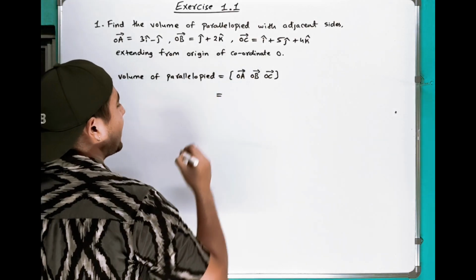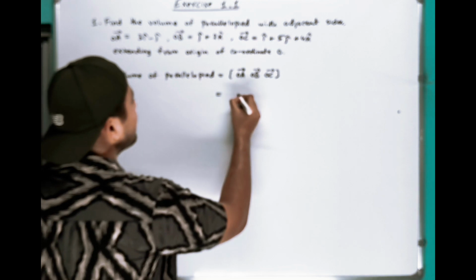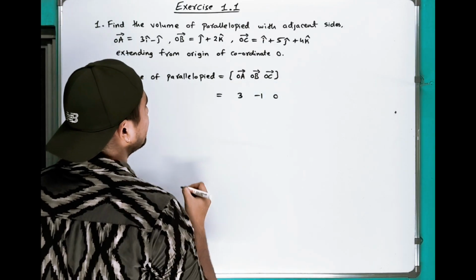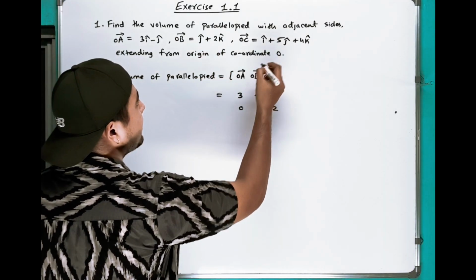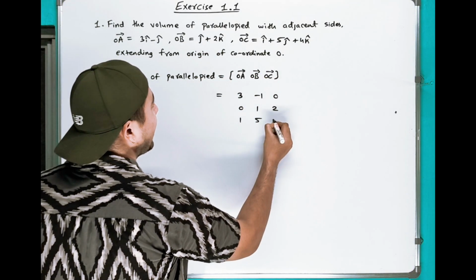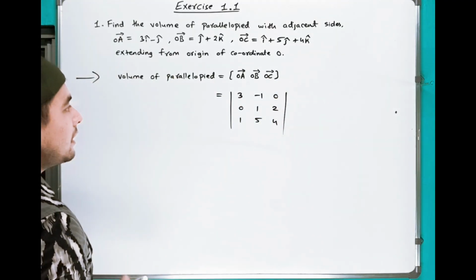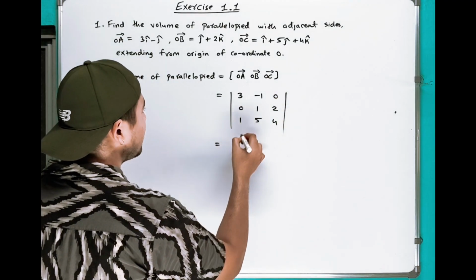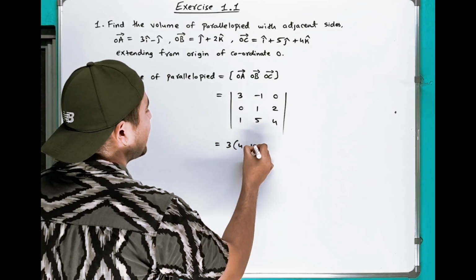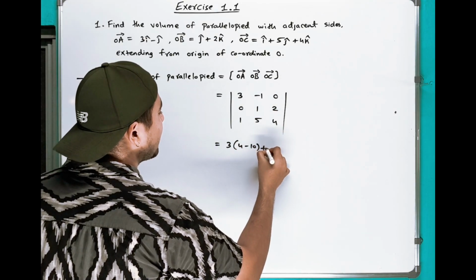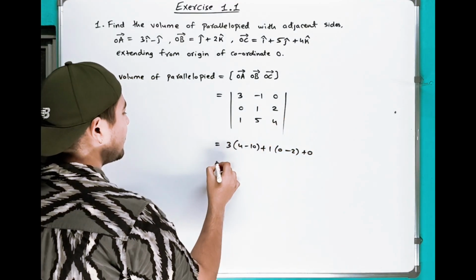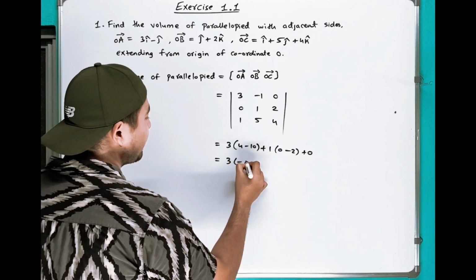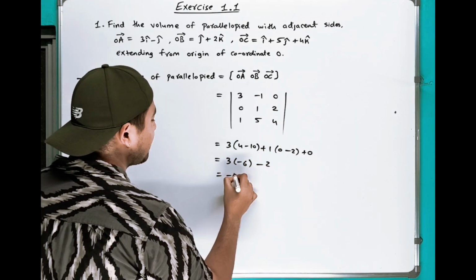So we will take the scalar triple product of these vectors. So OA bar is 3 i cap minus j cap. So it is 3, minus 1 and 0. And OB bar is j cap plus 2 k cap, so 0, 1, 2. And similarly OC bar is 1, 5 and 4. So we will take the determinant of these values. So let us calculate 3 into 4 minus 10, and it is 1 minus 1 plus 1 into 0 minus 2 plus 0. So it will give us 3 into minus 6 minus 2, which is nothing but minus 20.